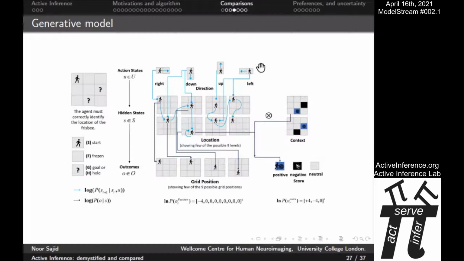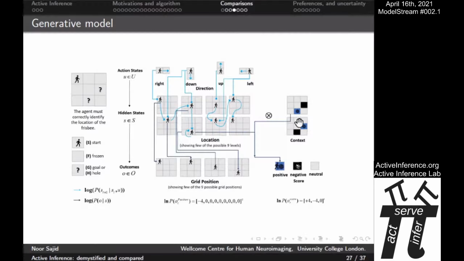In this particular generative model, so I'm just looking at the hidden states now, we have a Kronecker tensor product between the 2 factors. So we have location and context here. The context cannot be changed by the agent, because this is something that's determined by the environment, and this determines where the goal and the hole locations are. Whereas the location is something that the agent has control over, and that's why we have the action states over this.